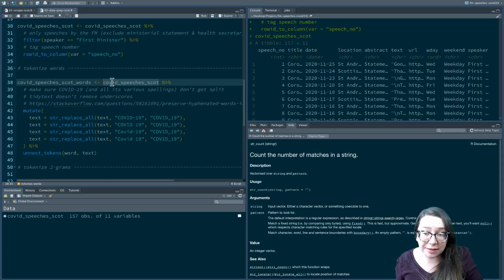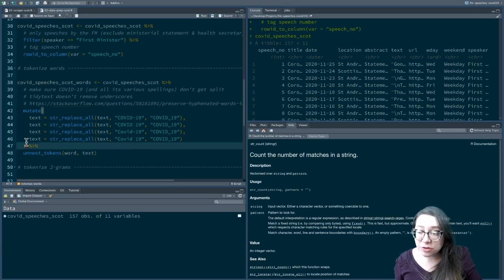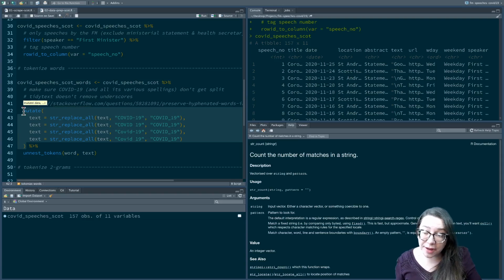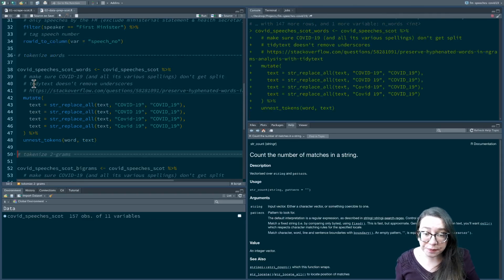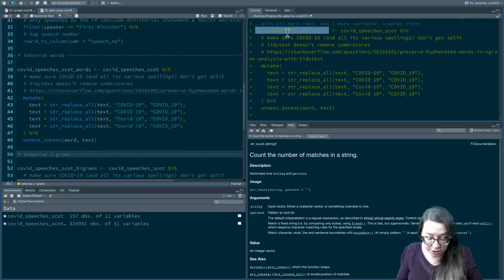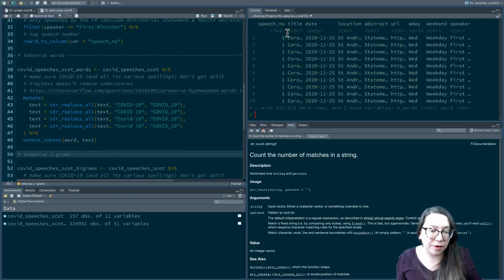So I'm taking this data frame that we created, doing this quick fix to my COVID-19 text strings, and then I'm unnesting the token. So let's go ahead and run that. It takes a little bit of time, not a long time, because it's now creating, as you can see, a data frame of over 300,000 rows for us. And each one of those rows is a word from our data set.